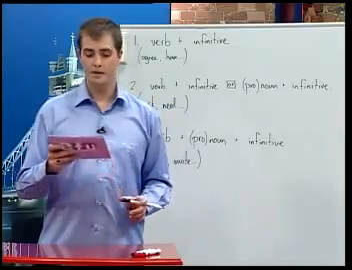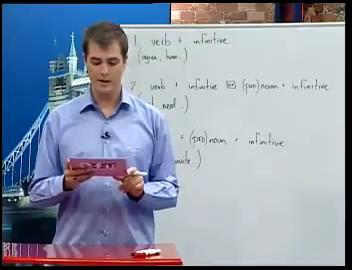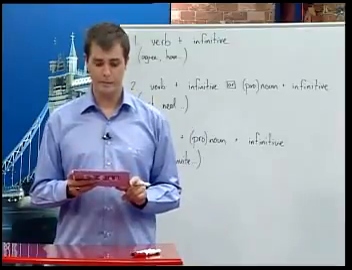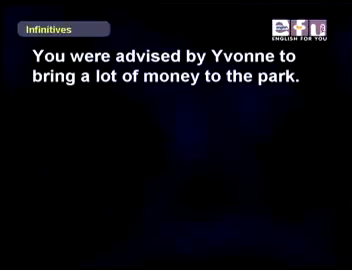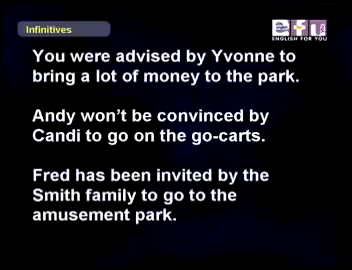Now, when these verbs are used in the passive voice, they may be followed directly by the infinitive. For example, you were advised by Yvonne to bring a lot of money to the park. Andy won't be convinced by Candy to go on the go-karts. Fred has been invited by the Smith family to go to the amusement park.